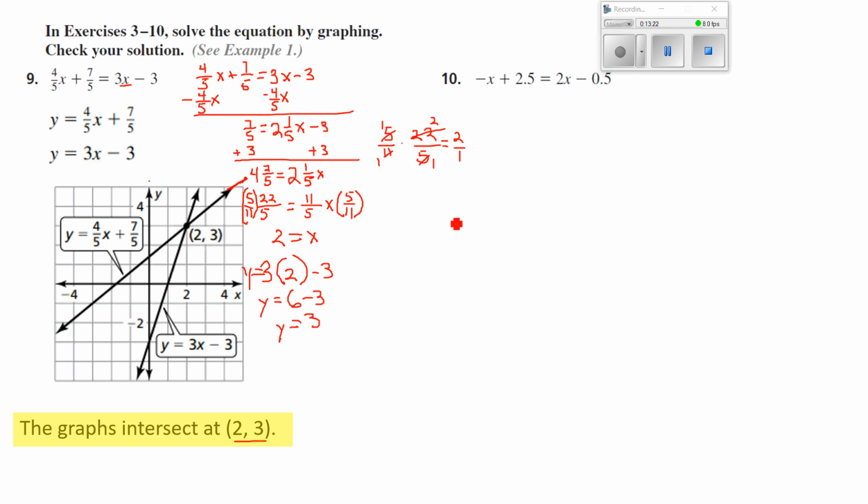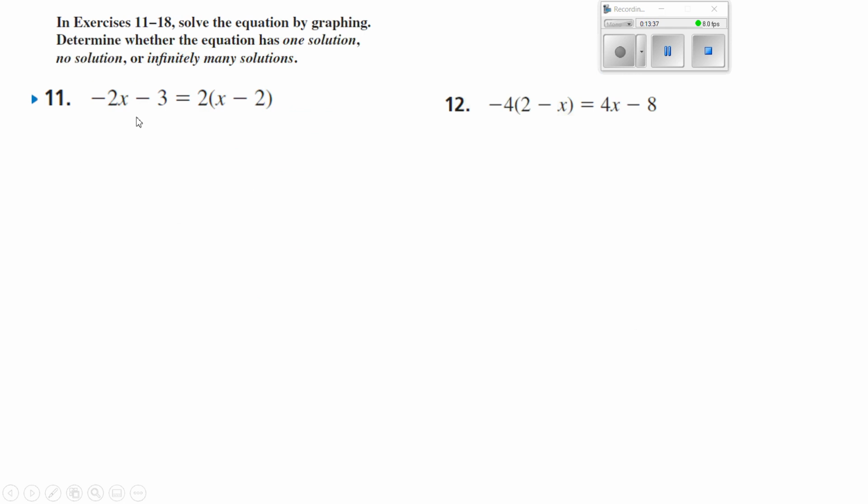All right? So when you get to the points where graphing is too complex and you're not going to be able to get that number because we're not using graphing calculators, I want you to work it out this way. All right, number 10 is yours. I got number 11 now.